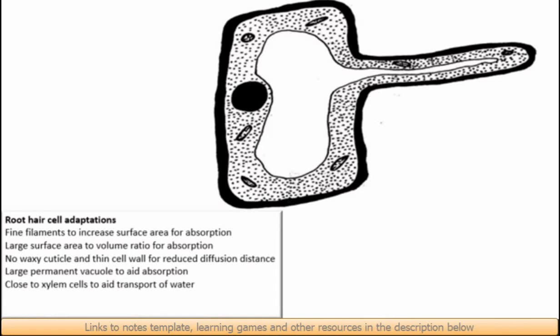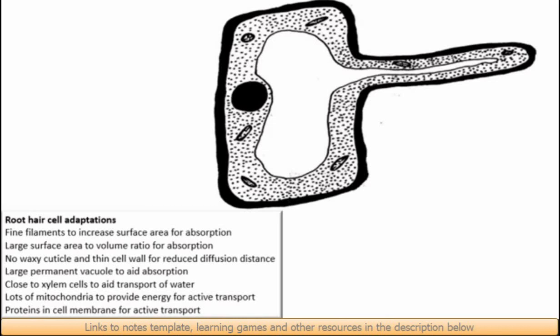Now, mineral ions are not absorbed passively like water. Root hair cells use active transport to allow them to absorb mineral ions, even when they have more than the surrounding soil. As active transport uses energy, the root hair cells have a lot of mitochondria to provide the energy that's needed. The cell membrane of the root hair cells will also have a large number of the particular proteins used for active transport for particular ions.